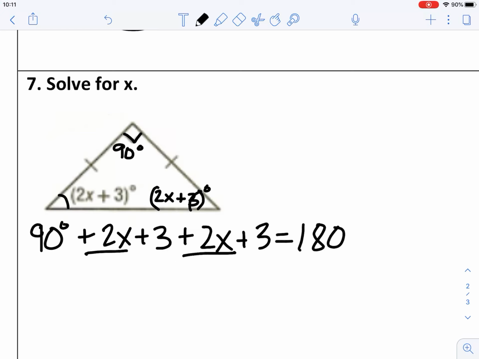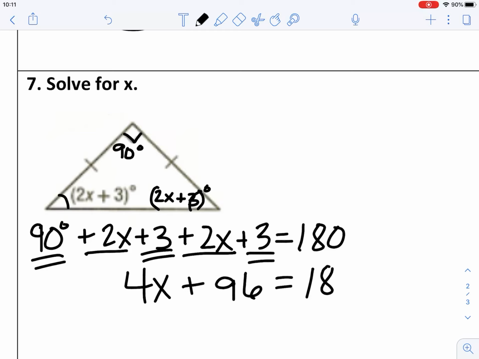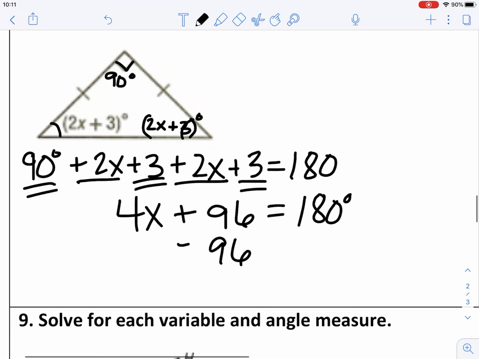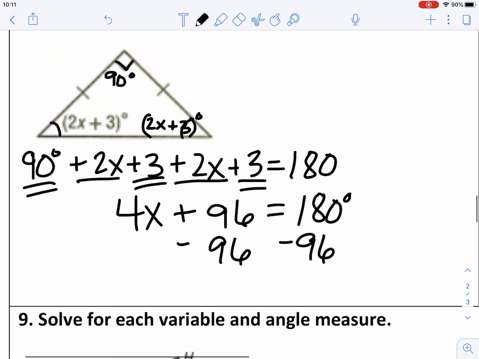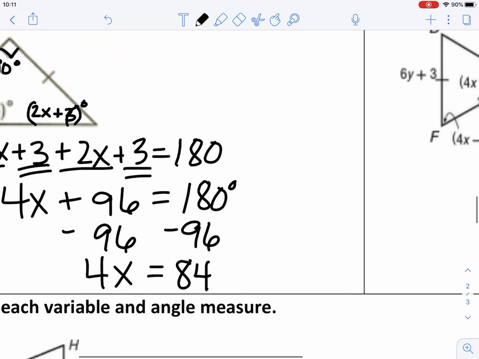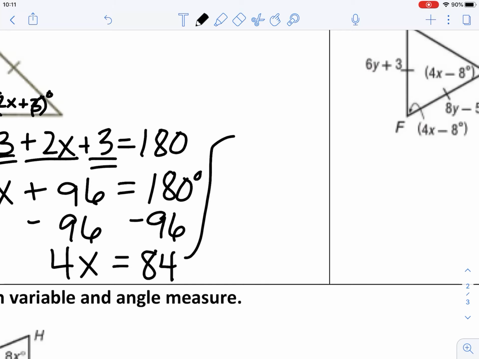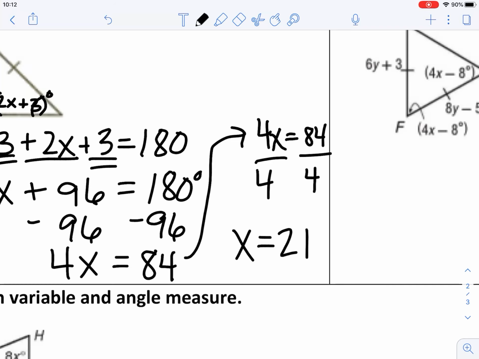We'll combine like terms to get 4x plus 96 equals 180 degrees. Subtract 96 from both sides, which gives me 4x is equal to 84. Let's bring that up here to show the work. 4x equals 84. And in dividing both sides by 4, I can see that x is equal to 21.